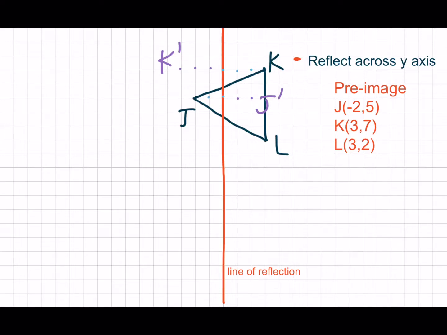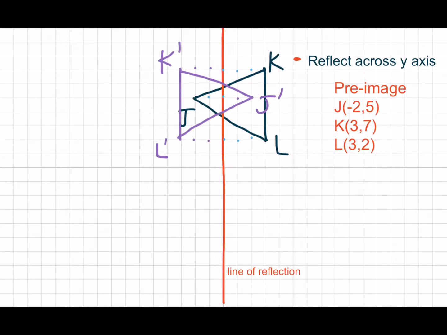And then for L, L is 1, 2, 3 units on the right. And so we match that on the left. 1, 2, 3. This is your L prime. Connect those 3 points there. And that purple shape is now your image reflected across the y-axis.